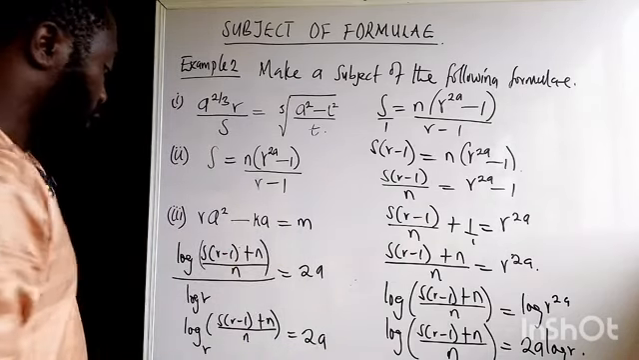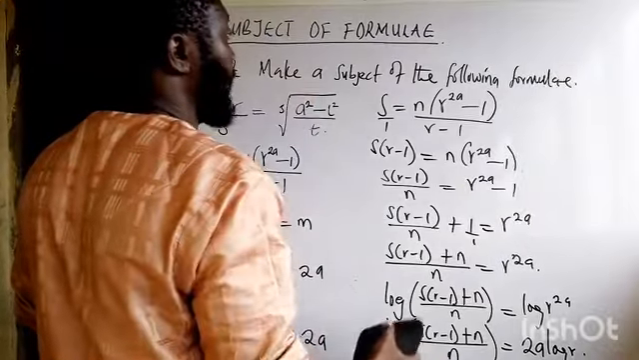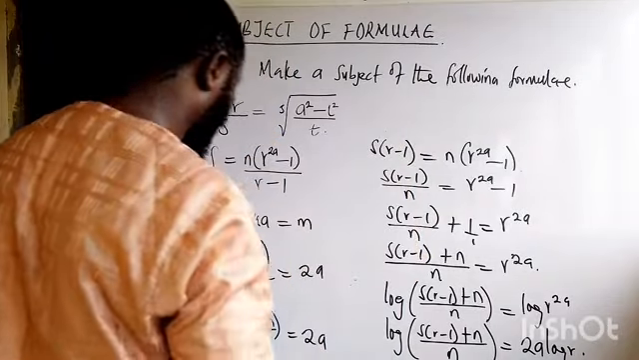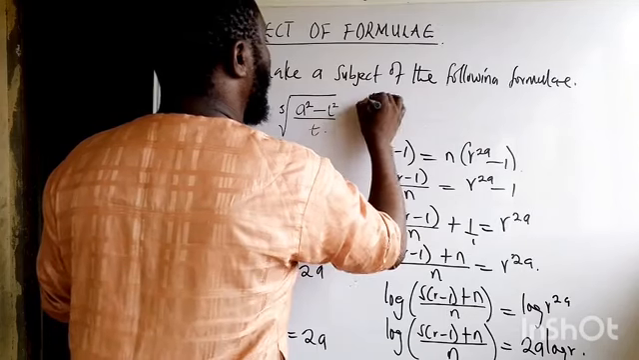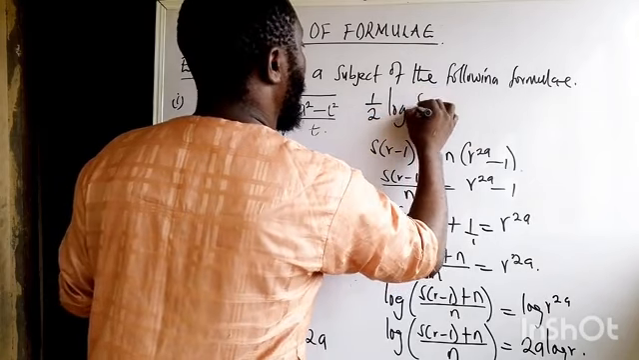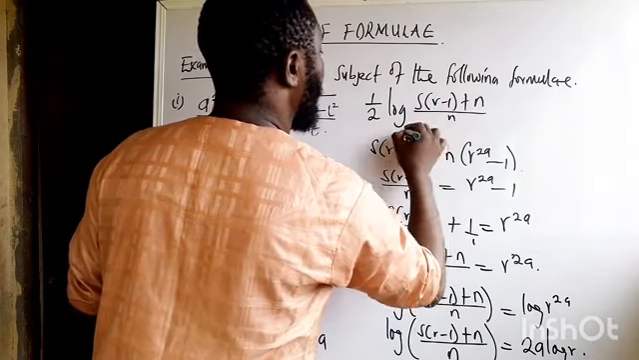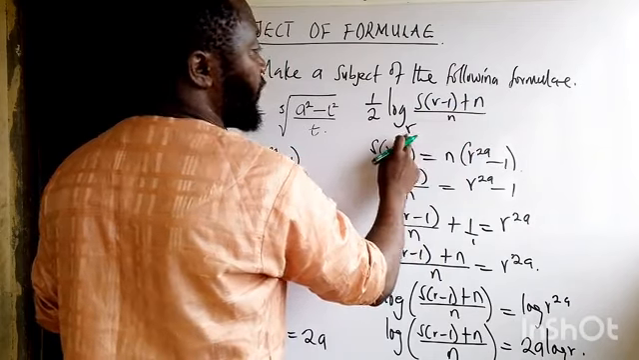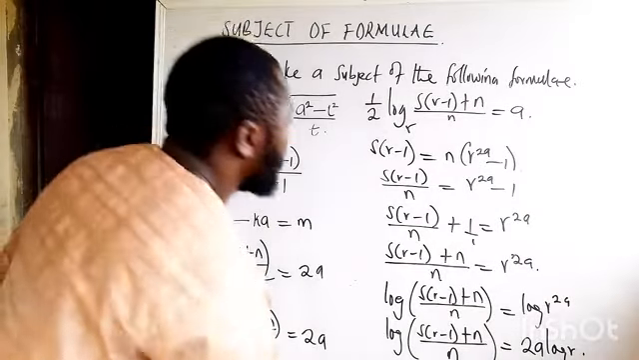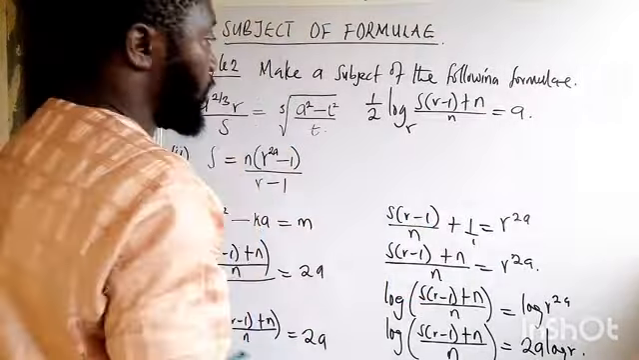Now make a the subject from here. What do we do? This is very simple. You divide both sides by 2. So your result will be 1 over 2 log of s(r minus 1) plus n, divided by n, then to base r, equals a.